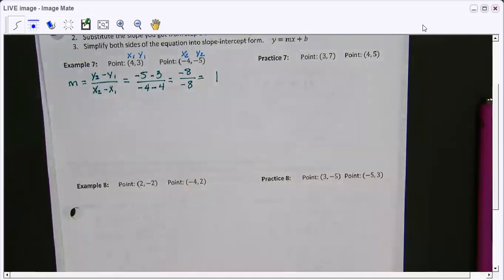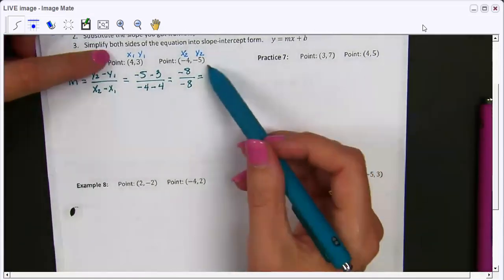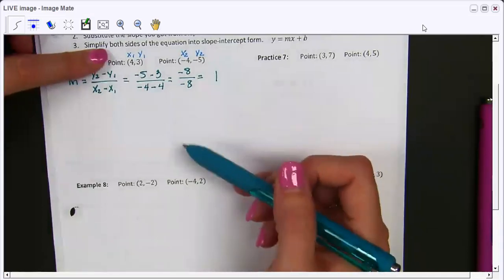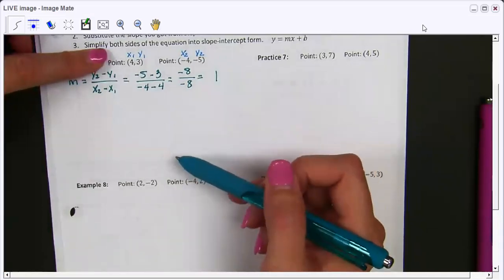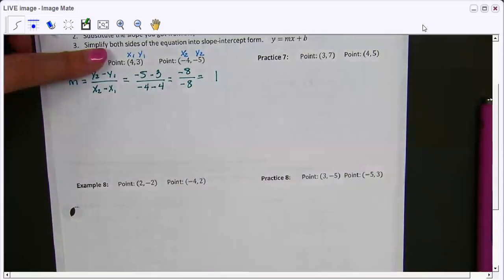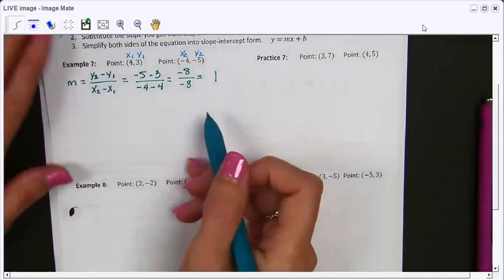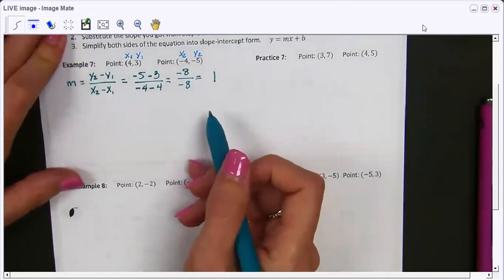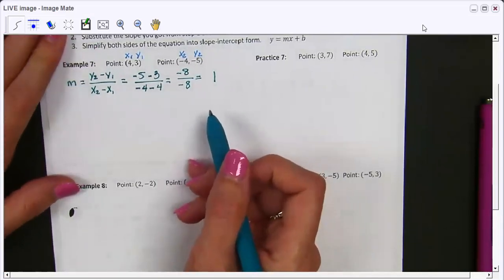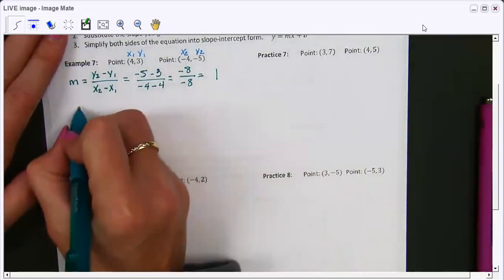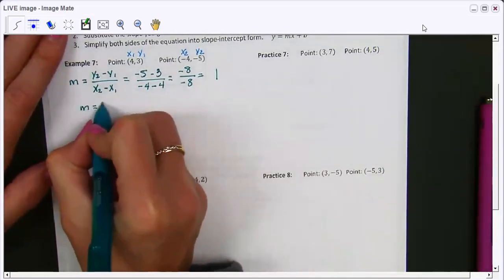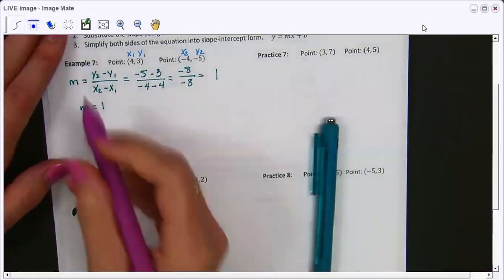Now, what I would like for you to do when you're working is use that first ordered pair so that we all are working with the same numbers. It doesn't matter which ordered pair you use, you will get the same equation in the end. But just to help us as we're checking each other's work, let's use the first point on all of these. Circle that slope of 1. That was the first step, okay?